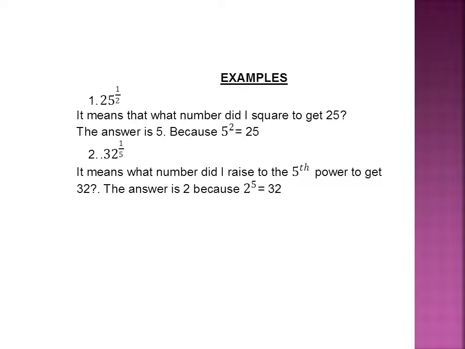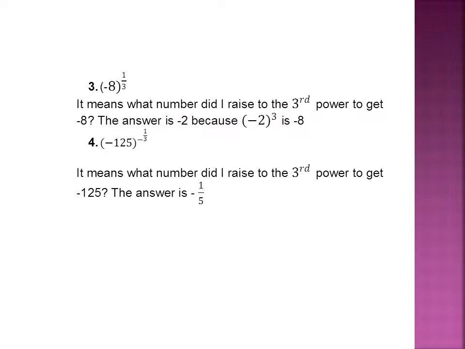Try 3. If you say 3 times 3 times 3 times 3 times 3, we are not going to have 32. It will be more than 32. So it was the number 2 that was raised to the fifth power to get 32. So the answer is 2.